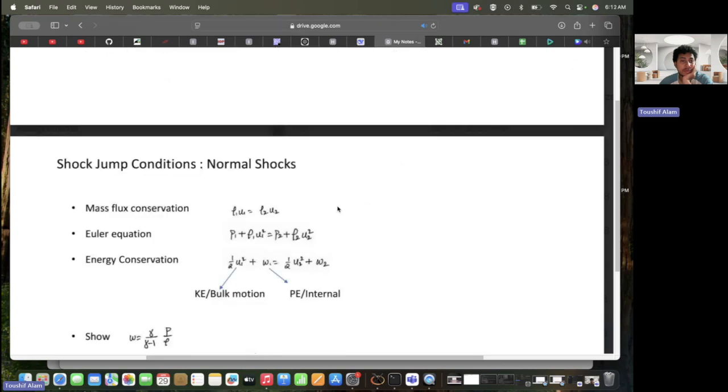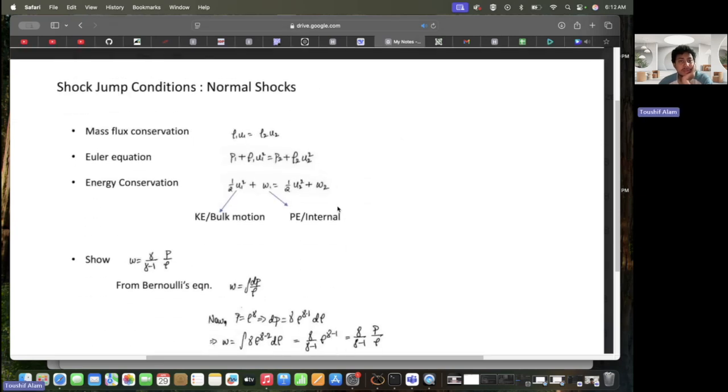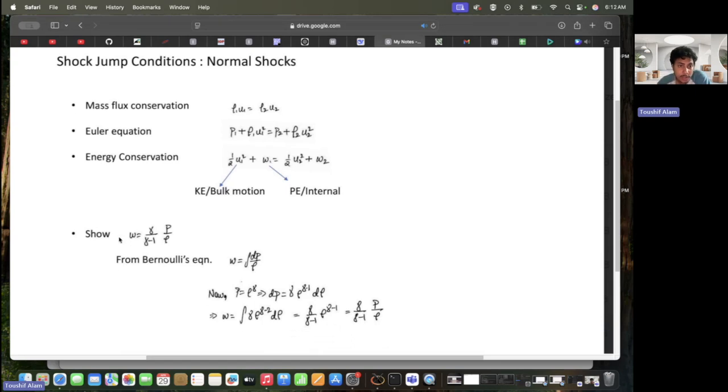For a normal shock, mass flux conservation holds: rho1 U1 equals rho2 U2, obviously. Momentum: P1 plus rho1 U1 square is equal to P2 plus rho2 U2 square. Energy conservation: half U1 square plus omega 1 equals half U2 square plus omega 2. This is the kinetic energy plus the potential or internal energy. Kinetic energy can also be bulk motion energy. Similarly for the post-shock. So omega is equal to gamma by gamma minus 1 times p by rho. The internal energy can be calculated like this.